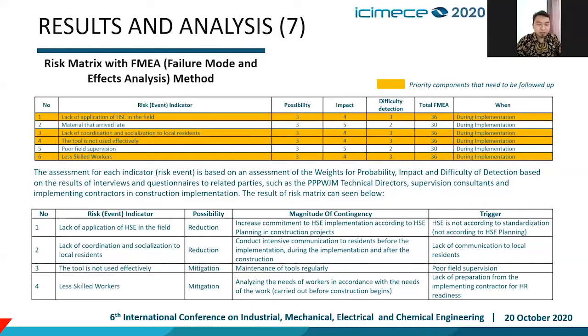The result of the risk matrix can be seen below. The first is a lack of application of HSA in the field, so we must increase commitment to HSA implementation according to HSA planning in the construction project. The second is lack of coordination or socialization to local residents. So we must conduct intensive communication with the residents before the implementation, during the implementation, and after the construction. The third is the tool is not used effectively, so we must do maintenance of tools regularly. The fourth is less skilled workers, so we must analyze the needs of workers in accordance with the needs of the work.